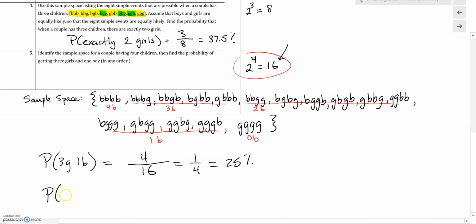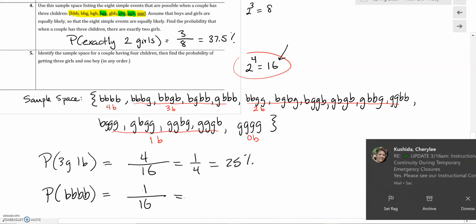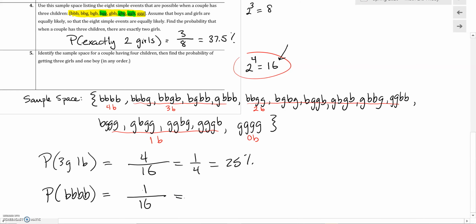Let's add this. What about the probability of getting all boys? Right, the probability of all boys. Well, out of 16 possible outcomes, there's only 1 way to get all boys. And so 1 divided by 16 is 6.25%. So low probability, but not unusual. Remember, it's got to be below 5% to be considered unusual or mathematically unlikely to happen. All right, let's keep chugging along.